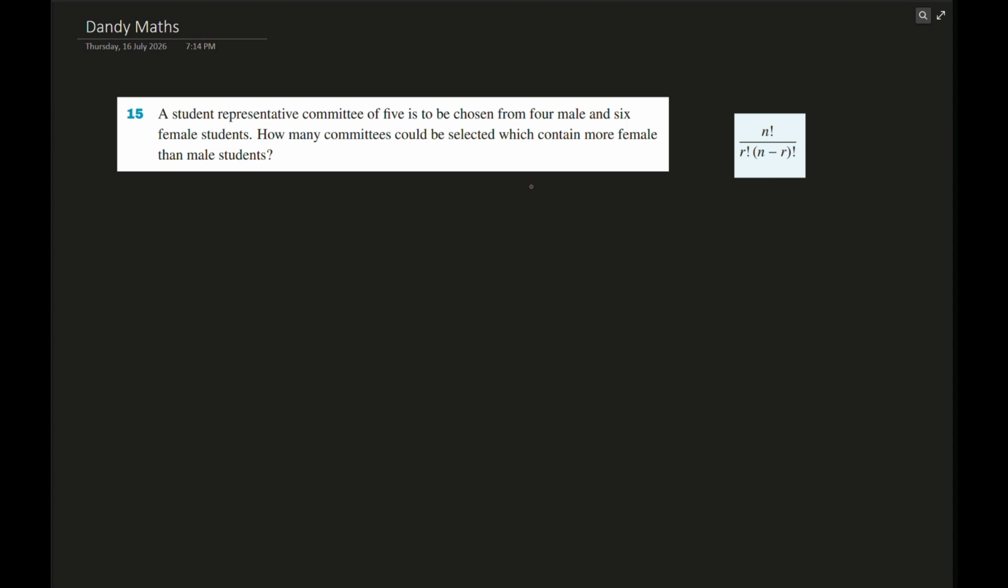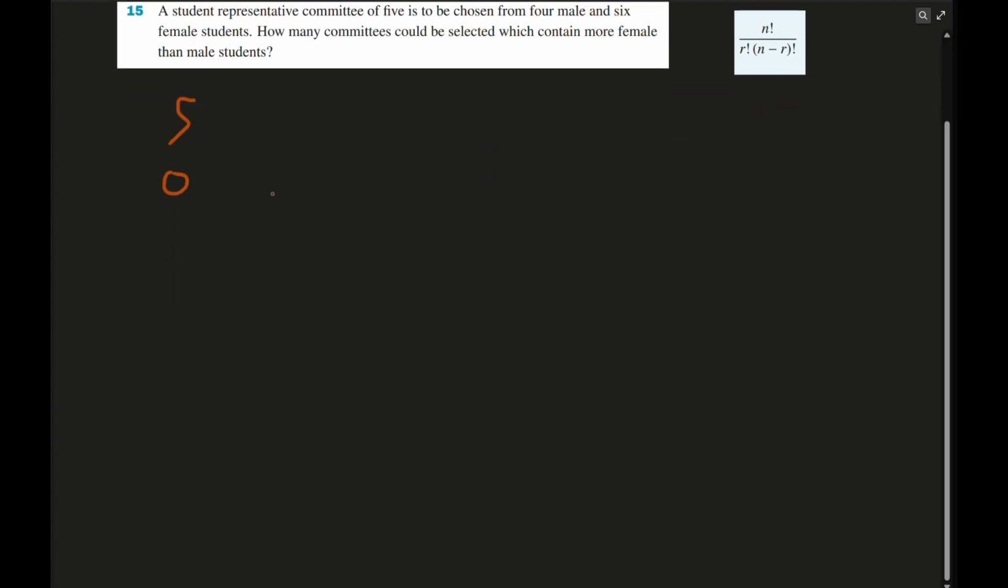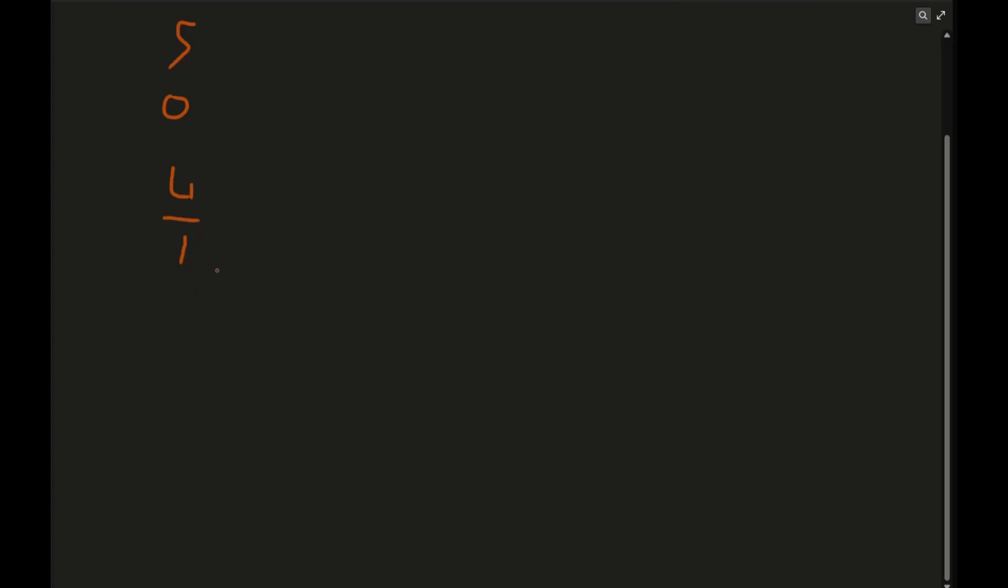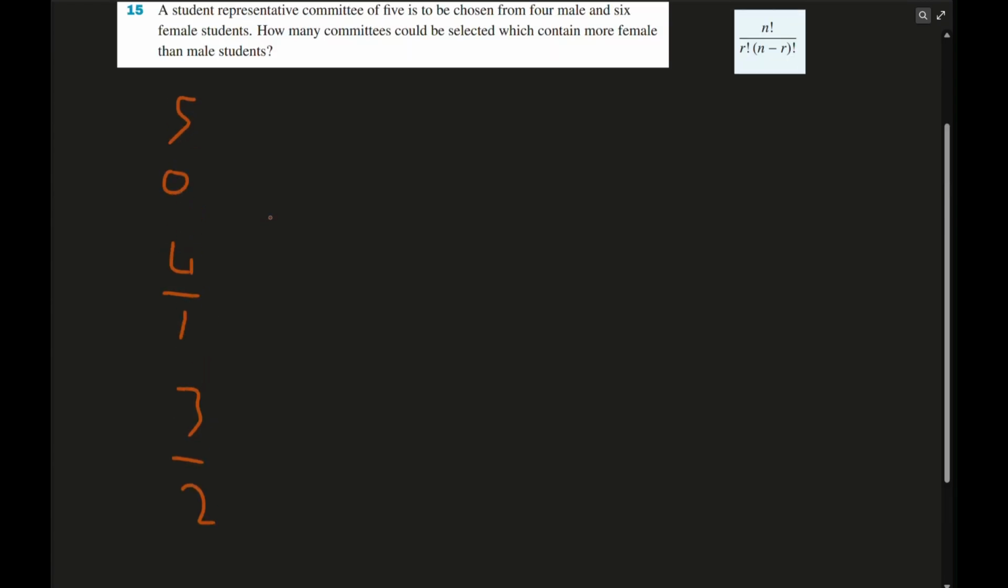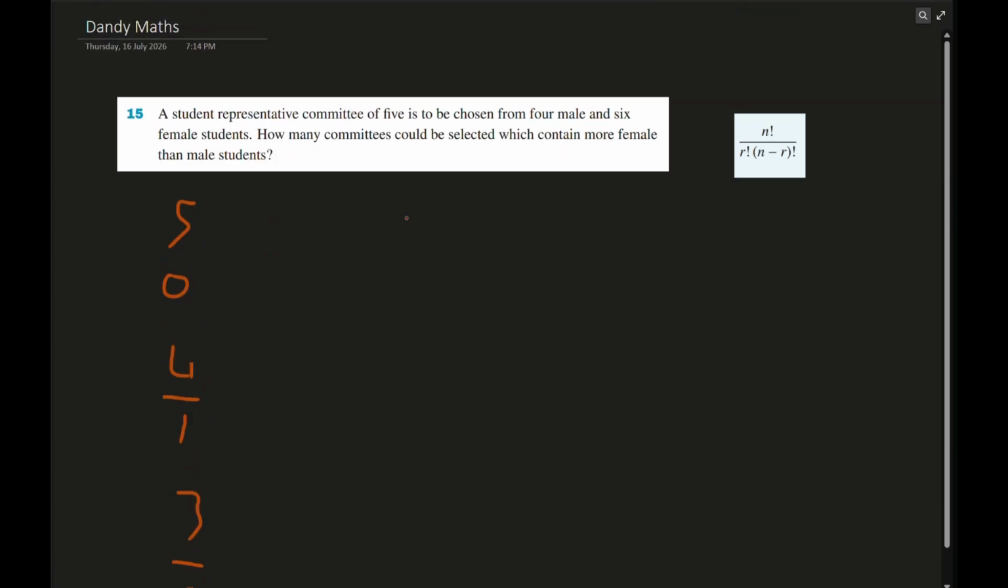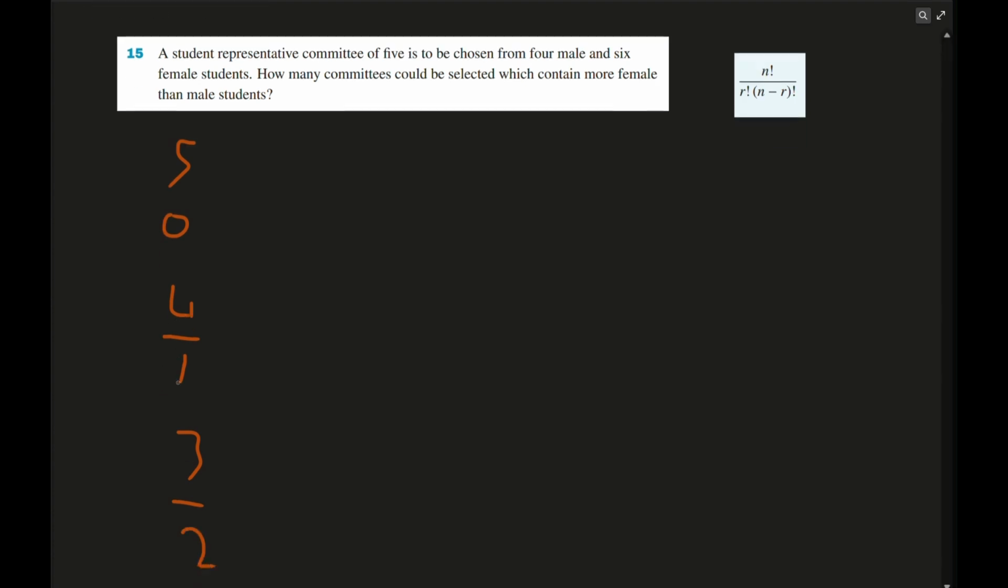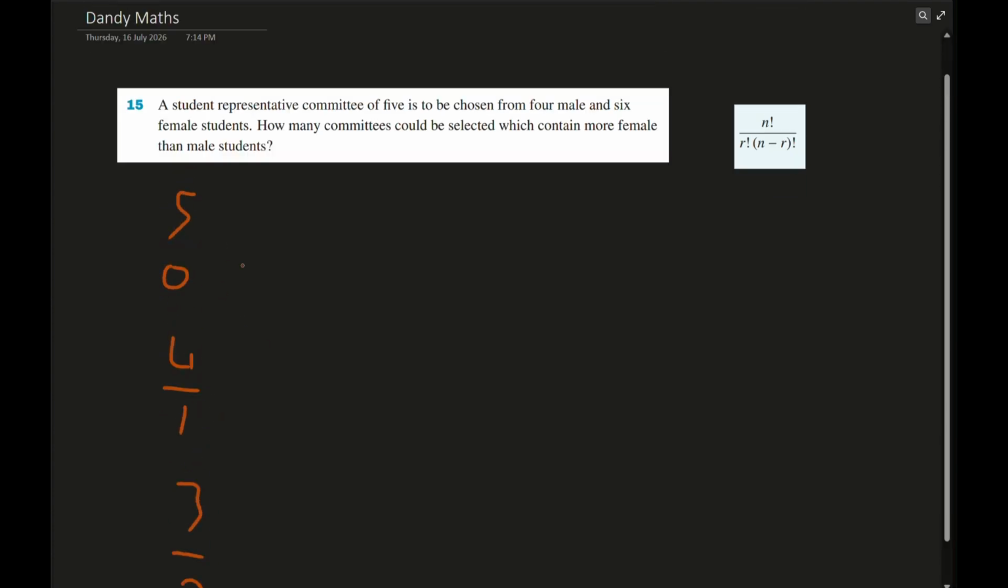Well, we have to think of the possibilities. There's the possibility of 5 females and 0 males, there's the possibility of 4 and 1, and there's the possibility of 3 and 2. Now from here, we basically have to figure out how these work, right?